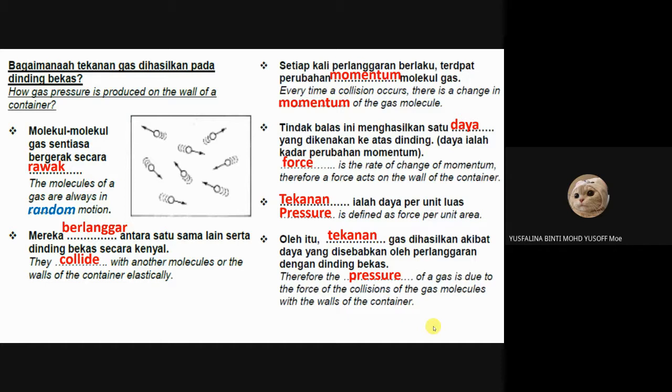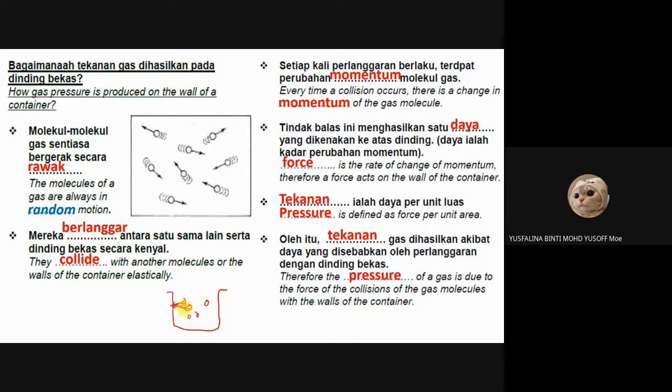Okay, I'll explain again. Let's say I have a container here, and this is the gas molecule. The gas molecules collide with each other, and at the same time they collide with the container. When one collides with the container, it bounces back like that. This is called an elastic collision. After it hits the wall, it bounces back.